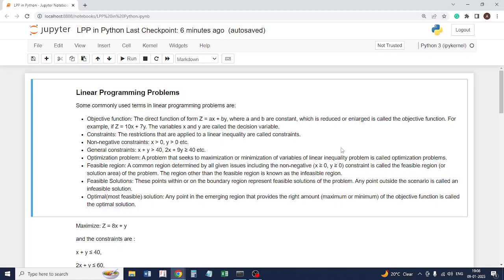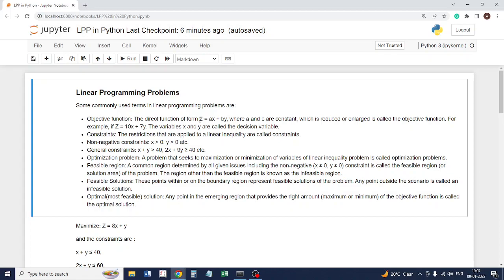In today's session, we are going to cover what linear programming problems are and how you can solve them in Python using the scipy library. Linear programming problems are generally problems where you are given an objective function and certain constraints, and you want to optimize the problem. The optimization could be a maximization or the minimization of the objective function.